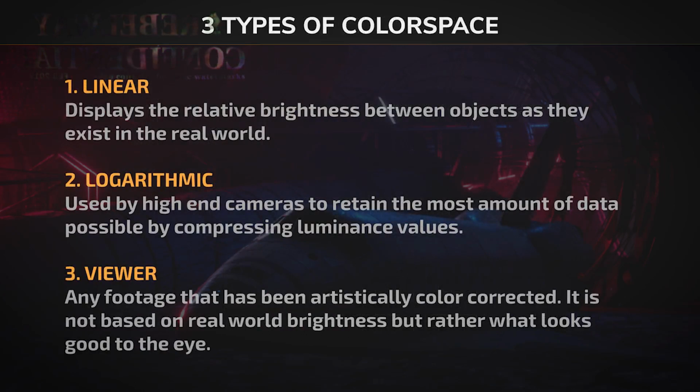Now the third type of color space is what I call the viewer or video color space. This is a classification of color space that I've kind of come up with because it's very broad, but ultimately, if your color space isn't in a linear color space or a log color space, it's most likely in a viewer color space. This color space represents footage that has been artistically color corrected. It is not based on real-world values, but rather what looks good to the eye.